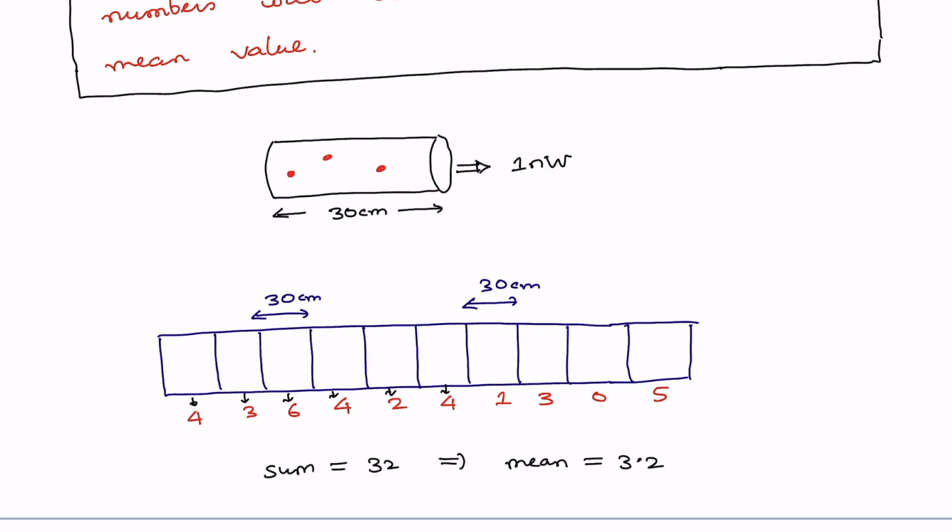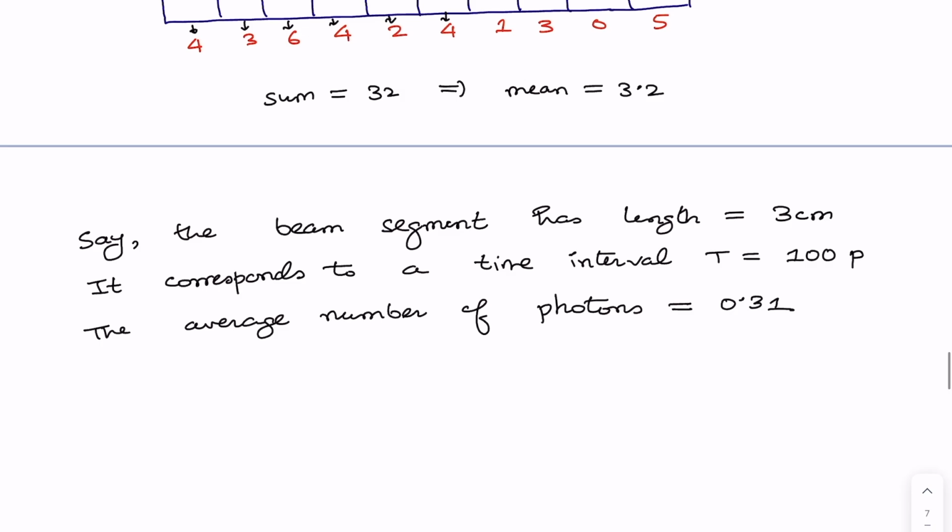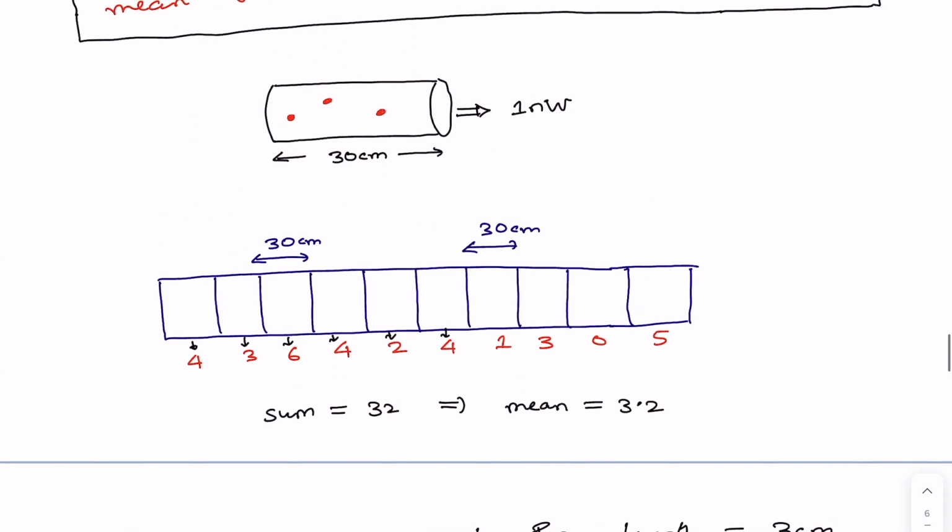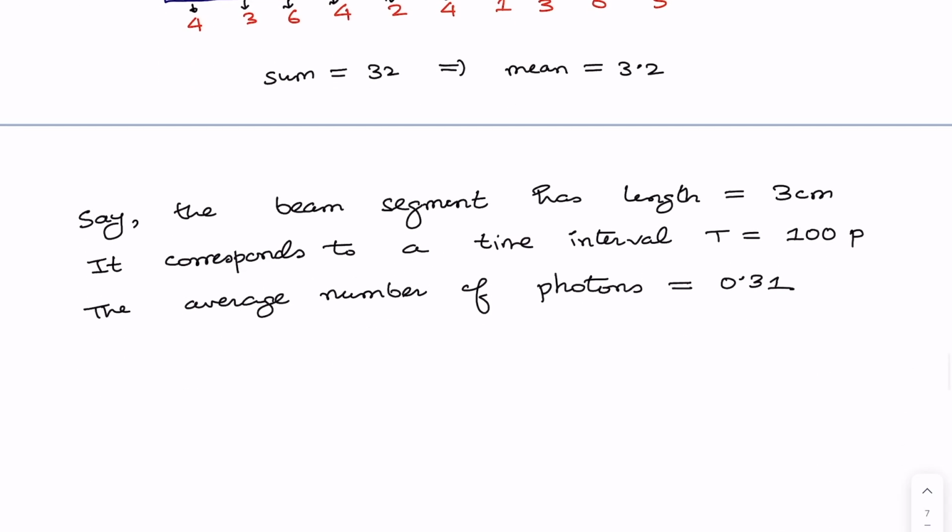The statistical fluctuation here arises due to the fact that we do not know exactly where the photons are within the beam. Now suppose we make the length segment of the beam even smaller, the fluctuation is going to become even more apparent. Let us say the beam segment now has a length 3 centimeter. In the earlier case we took 30 centimeter. Now the beam segment has length 3 centimeter, which corresponds to a time interval of 100 picosecond, and you will find that the average number of photons is just 0.31.